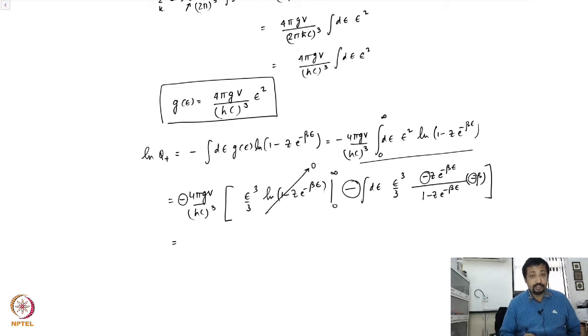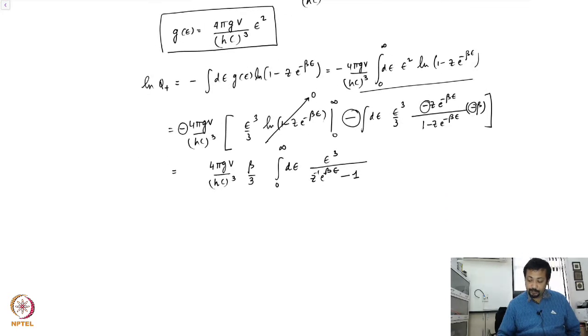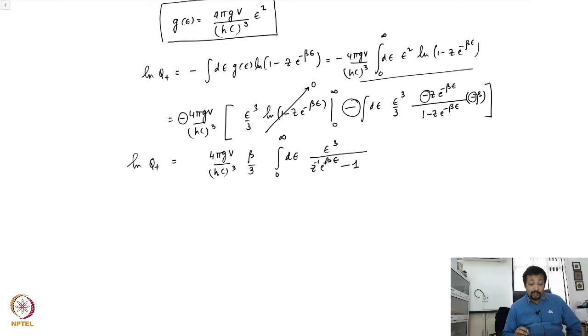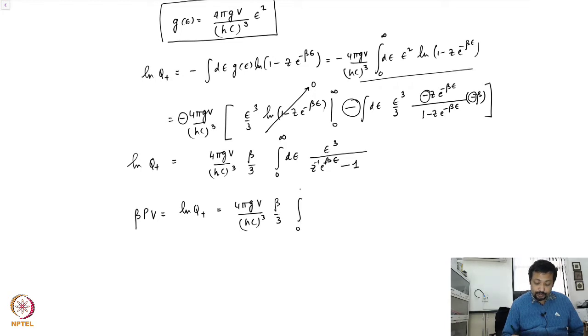And I know that this first term is going to vanish. I am going to have 4 pi g V over hc whole cube, beta over 3, integral 0 to infinity d epsilon epsilon cube over z inverse e to the power beta epsilon minus 1. This is ln of Q plus, and I know that beta P V is going to be ln of Q plus, which is going to be 4 pi g V over hc whole cube, beta over 3, integral 0 to infinity d epsilon epsilon cube over z inverse e to the power beta epsilon minus 1.